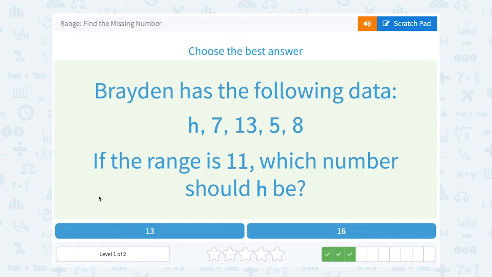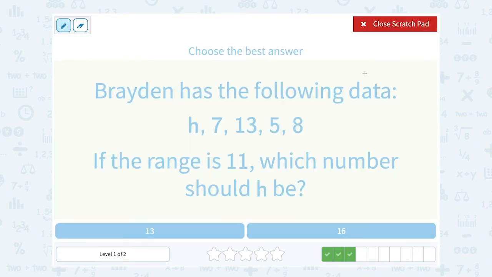Brayden has the following data: H, 7, 13, 5, and 8. If the range is 11, which number should H be? Okay, well, if we look at the first answer choice of 13, if we put 13 in for H, then my biggest number is 13, and my smallest number would be 5. So when I subtract them, 13 minus 5 is not going to give me 11. That only gives me 8. Okay, so 13 doesn't work. Let's look at 16. If I say 16, that would be my biggest number, minus the smallest number of 5. That works out and gives me a range of 11.